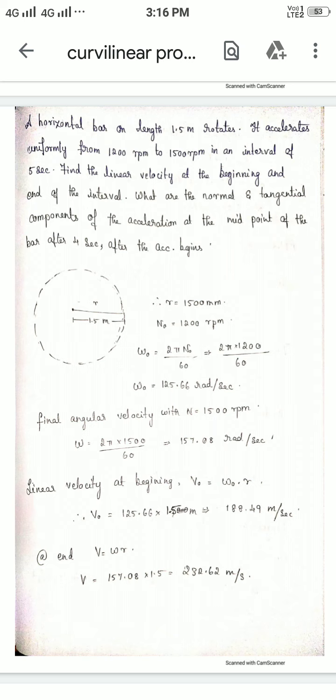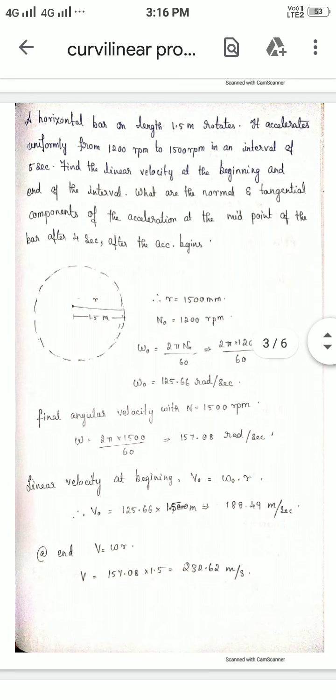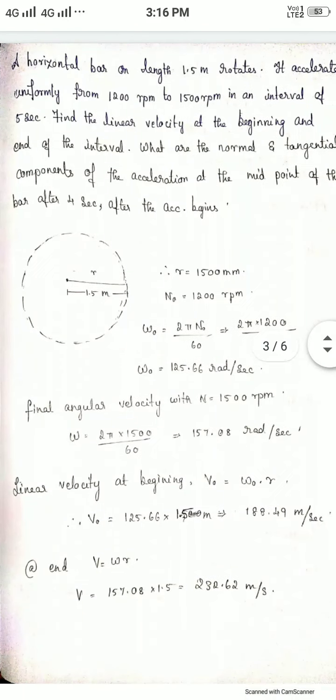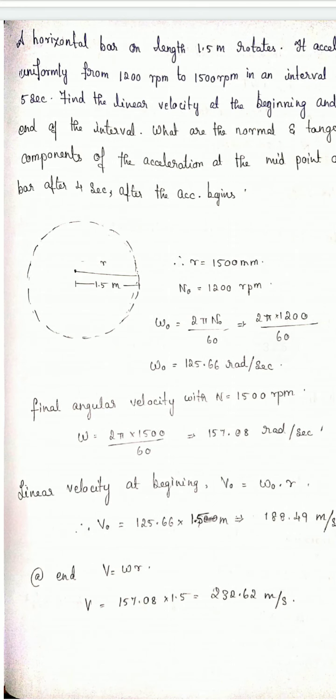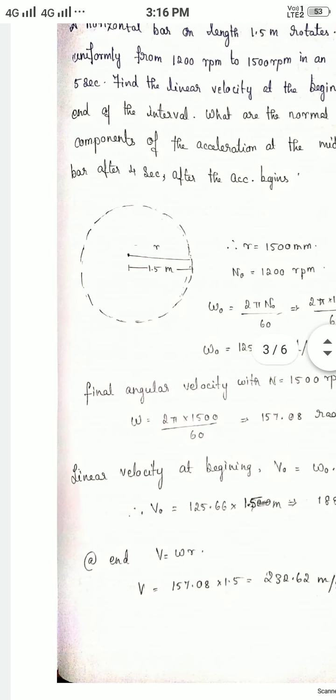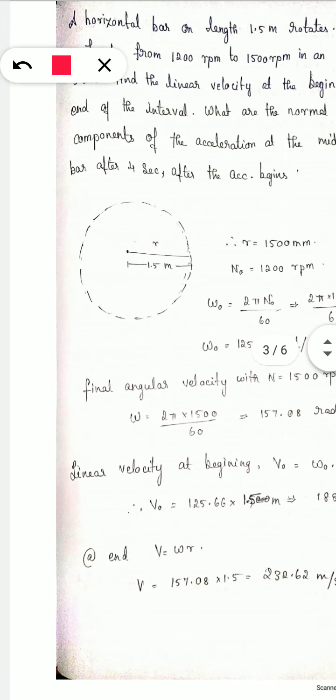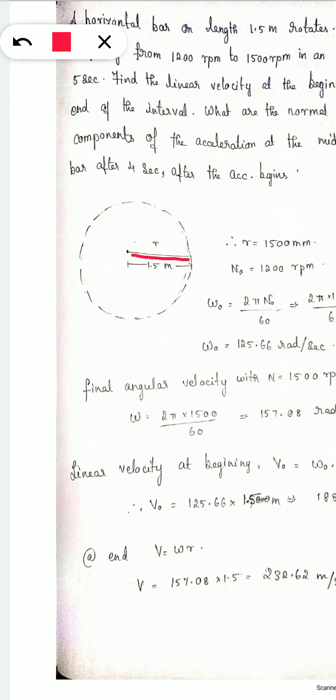What are the normal and tangential components of the acceleration at the midpoint of the bar 4 seconds after the acceleration begins? This is somewhat a very lengthy question, but no need to worry about that. Just listen. They had given the length as 1.5 meter. That means your horizontal bar is 1.5 meter length.